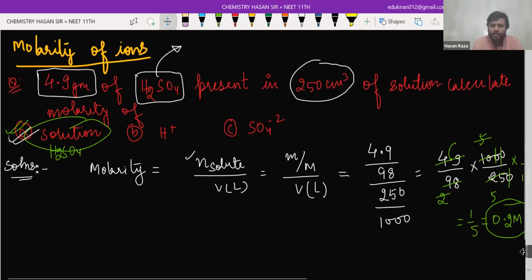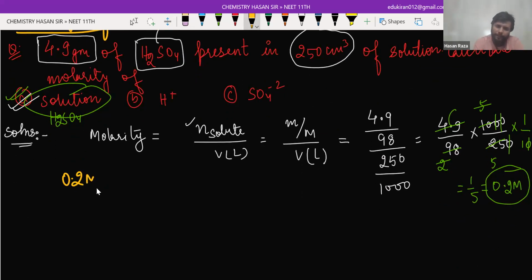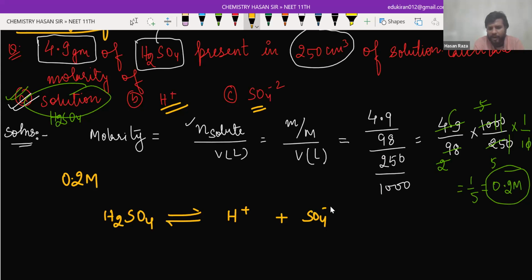Okay. Now see, we just calculated the molarity of H2SO4, which is 0.2 M. Now, how to calculate the molarity of ions? It's very easy. If you dip H2SO4 in water, it will dissociate. Since it is an acid, it will dissociate into two parts, cation and anion: H+ plus SO4 minus 2, the sulfate.